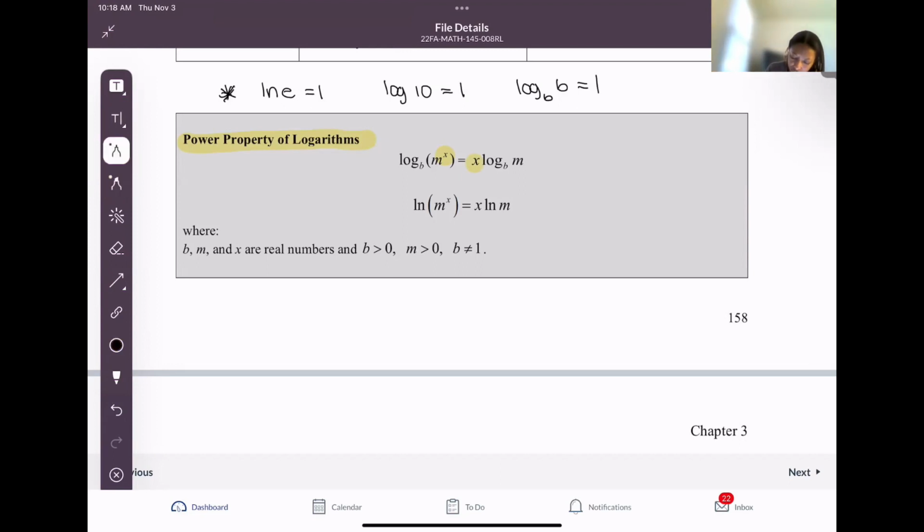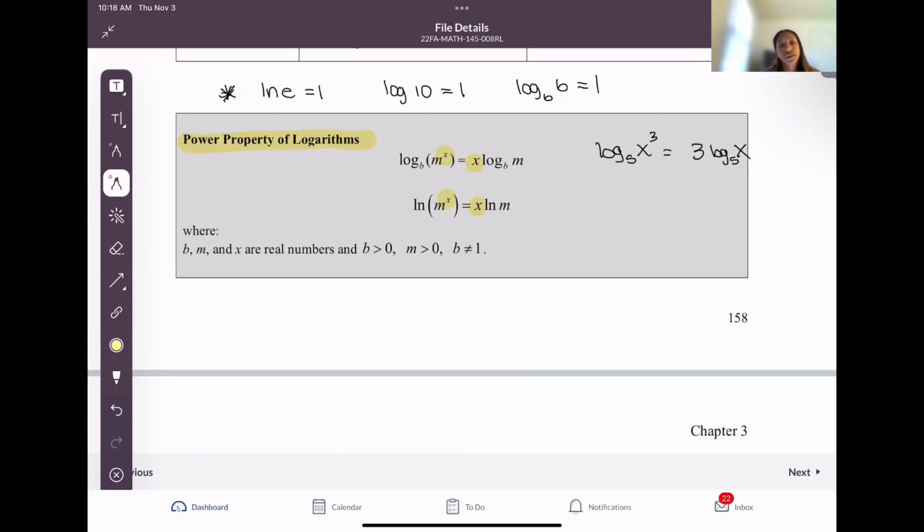An example of that would be log base 5 of, I don't know, x to the 3rd power. This would be 3 times log base 5 of x. You bring the exponent down and multiply the logarithm by it. And that works for logs of any base. So ln of m to the x would be x times ln of m also. The exponent here comes down here.